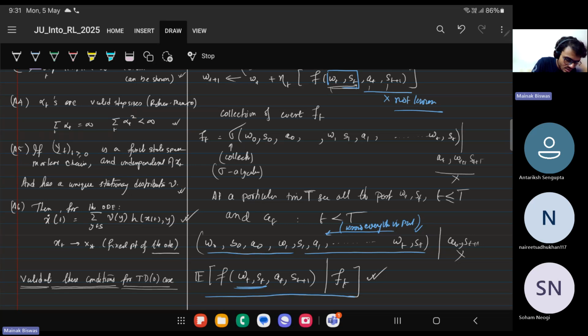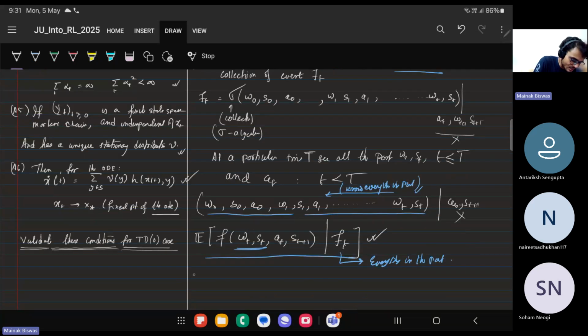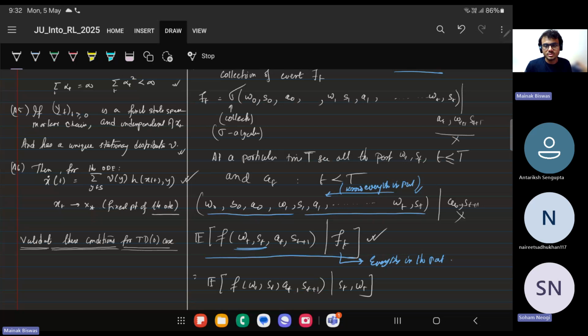This is everything in the past. Got it. So this is such a fancy way of writing what? See, everything in the past is not even required for me. What is required? WT, ST, only the AT, not the past iterations. Very good. These two are required, that's it. ST and WT is required. I was wondering why we need so many terms.